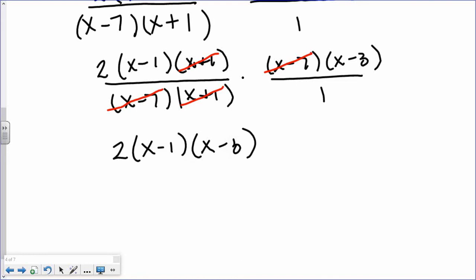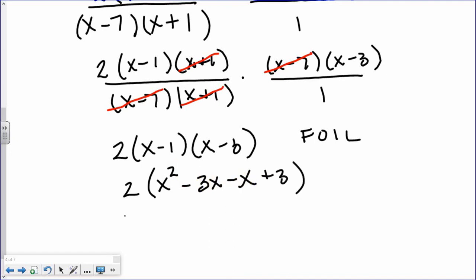And I'm going to multiply this out. I'm going to use the FOIL method. Remember, first, outer, inner, last. And I'm going to leave the 2 to multiply back at the end. So first, x squared, my outer would be minus 3x, inner would be minus x, last would be 3. Now I'm going to combine my like terms. And now I'm going to distribute my 2.